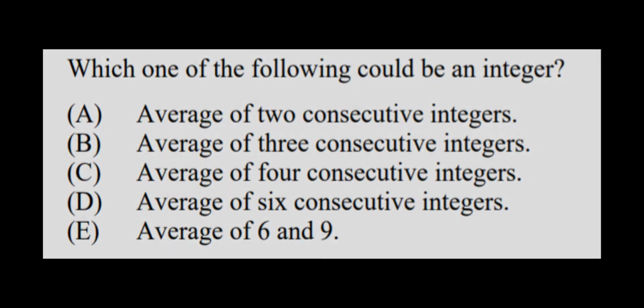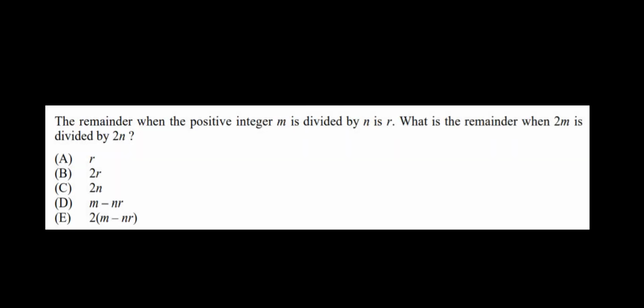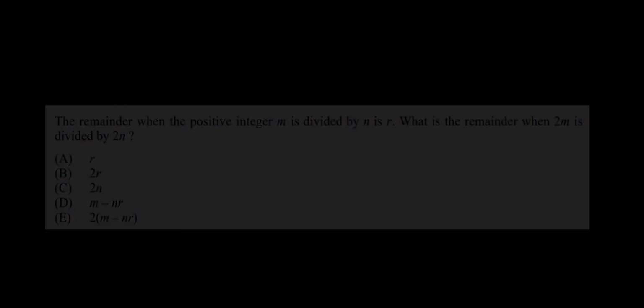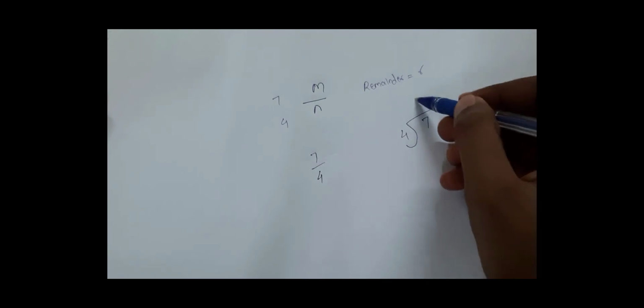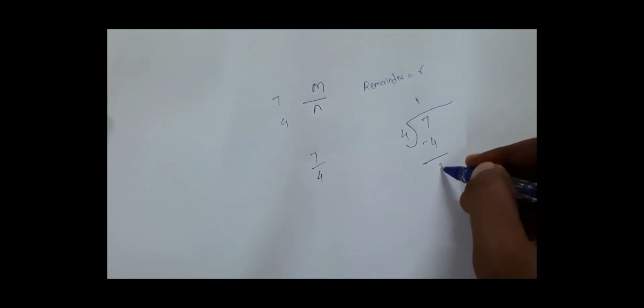Let's move on to the next example. This is a little bit on a tougher level. The question given is: the remainder when the positive integer m is divided by n is r. What is the remainder when 2m is divided by 2n? Let's take m as 7 and n as 4. So what is 7 divided by 4? What will be the remainder? 4 ones are 4, 7 minus 4 is 3.